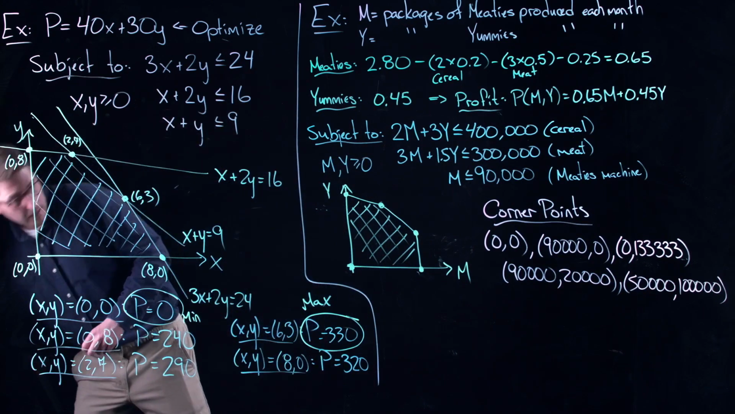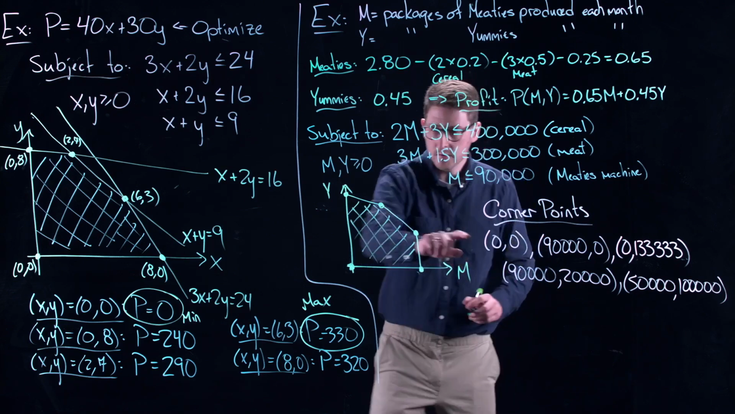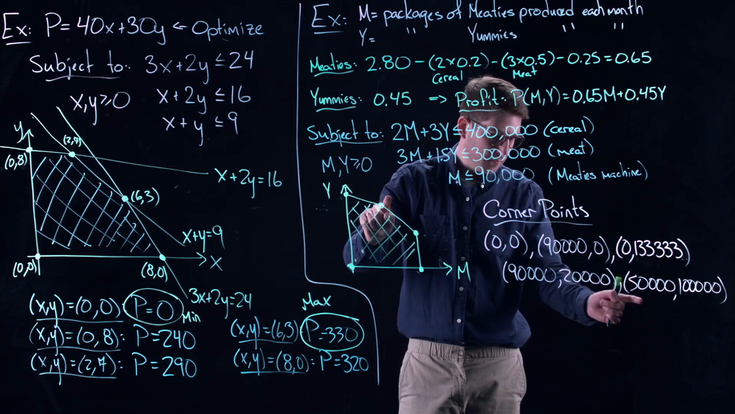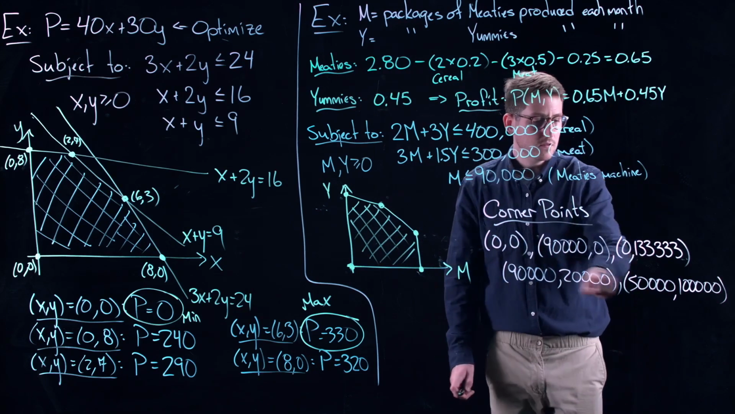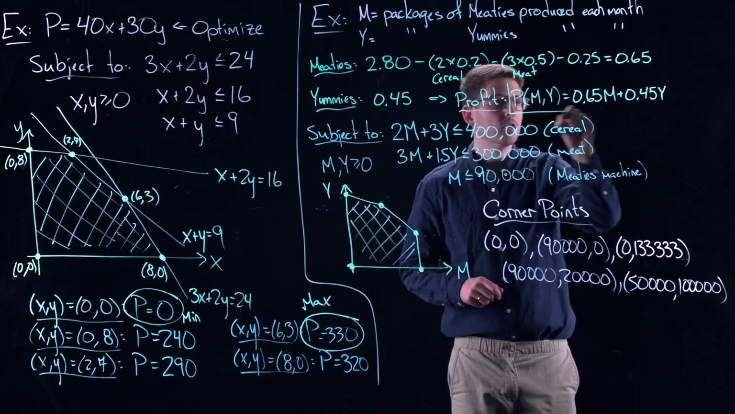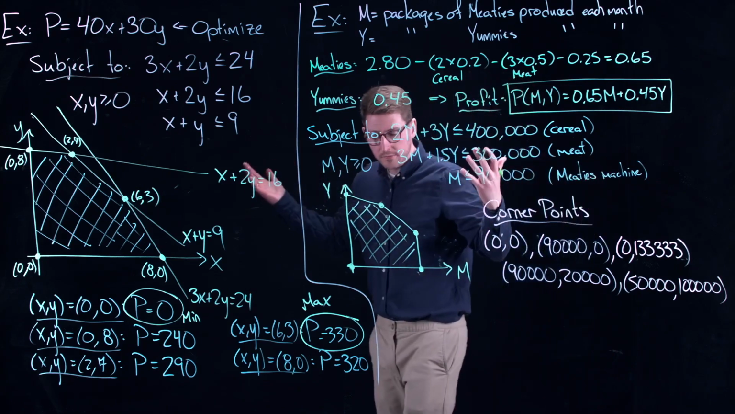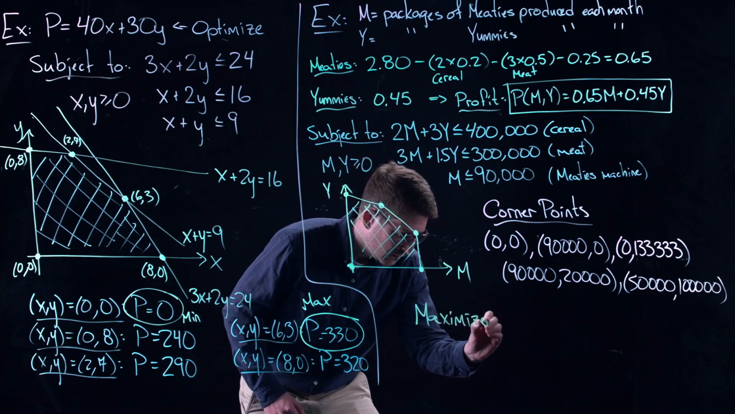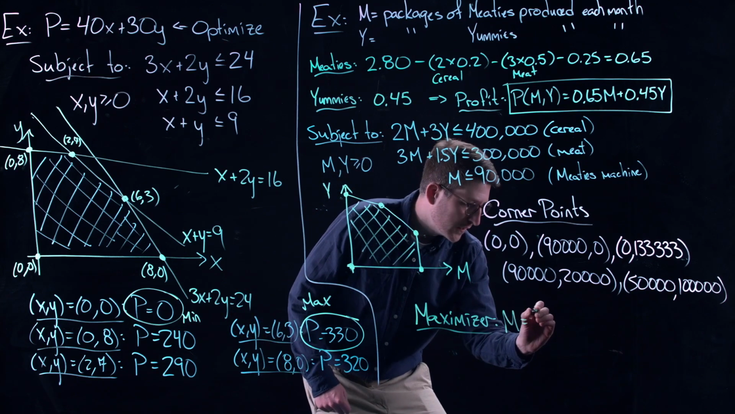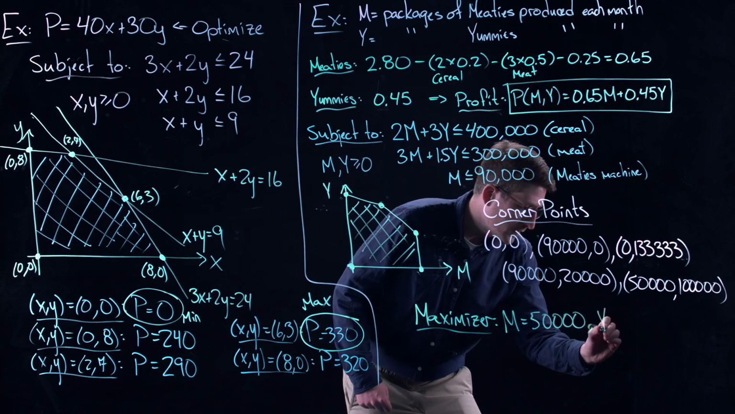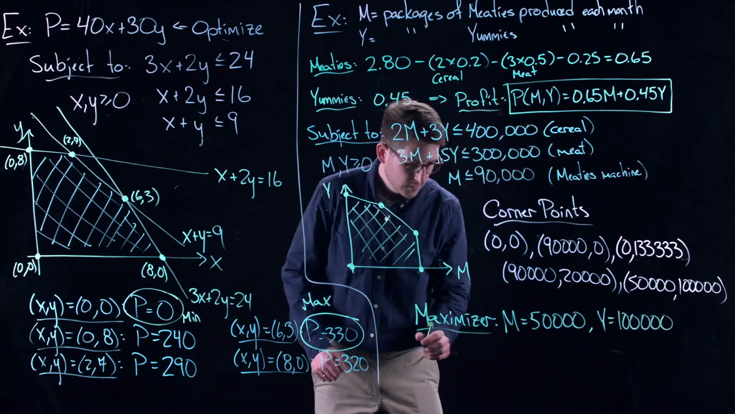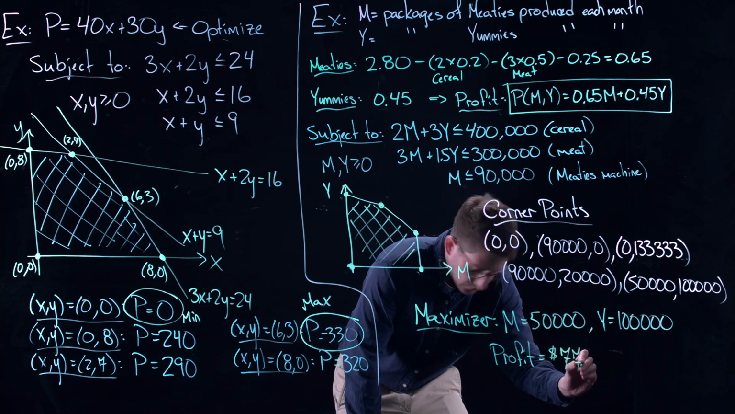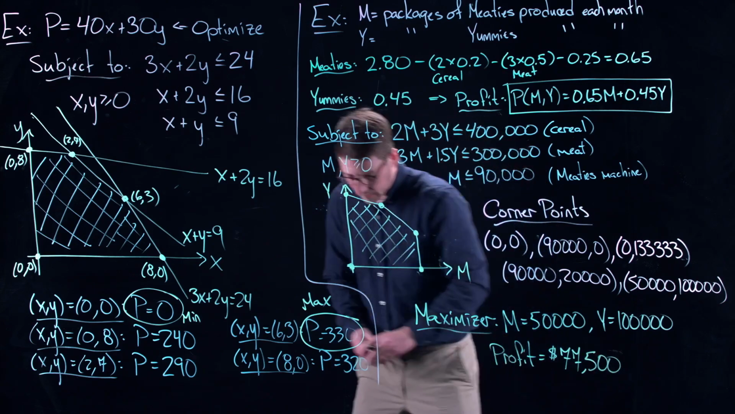In this case, I've got all 5 corner points. If this is number 1, that's right here. Number 2, that's this one. Number 3 is right here, number 4 is right here, and number 5 is right here. All that you need to do is take these 5 pairs and put them into my function right here, and just say which one gives the biggest number. Well, it turns out that the maximizer is when the Meaties production is 50,000 and the Yummies production is 100,000. So it's this 5th point, and the profit in this case is $77,500 per month. Remember, this is being done on a monthly basis.